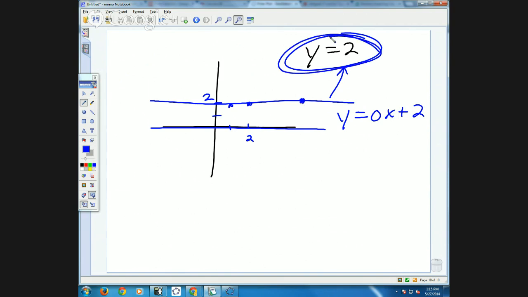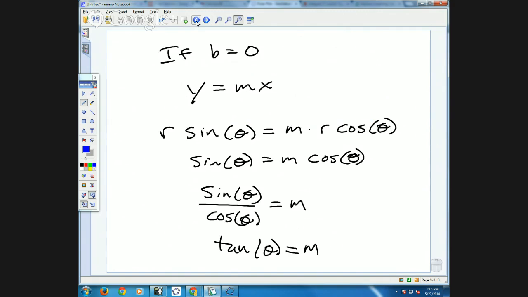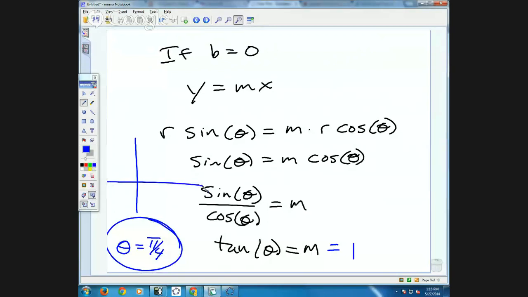Okay, so now we're going to go back a step here. Let's say I let theta equal pi over 4. If theta equals pi over 4, what is m? M is 1. Yes, correct. So I'm going to graph theta equals pi over 4. What is r? I haven't stated r, have I? So that means r is free to be anything it wants. So this is theta equals pi over 4 roughly.